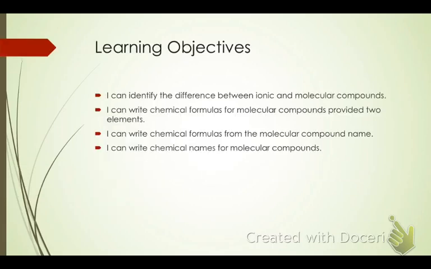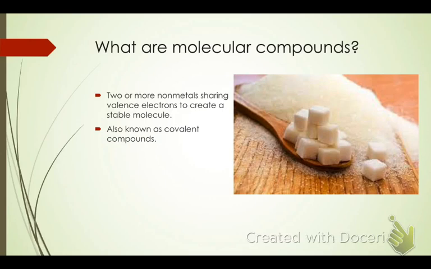The learning objectives for today are that the first thing is that you can tell the difference between ionic and molecular compounds. Second, you should be able to write chemical formulas for molecular compounds provided two elements. Third is that you can write the chemical formula given the molecular compound name. And lastly, you can write chemical names for molecular compounds.